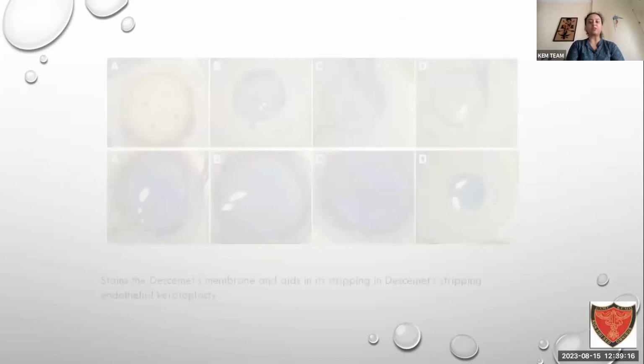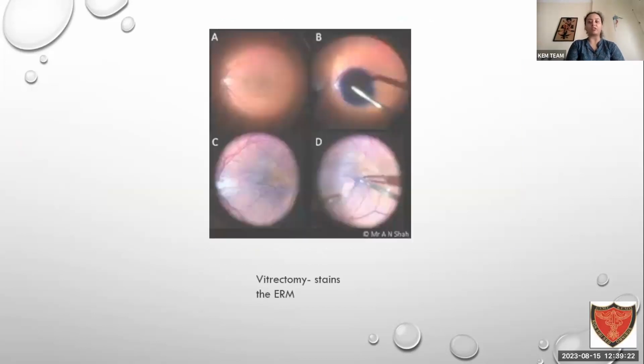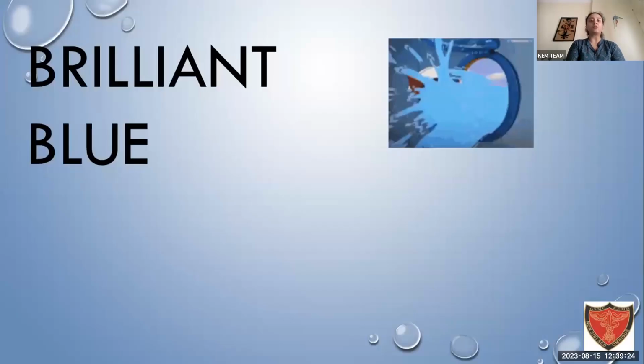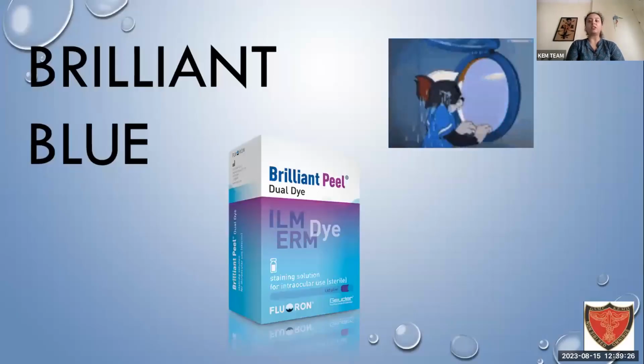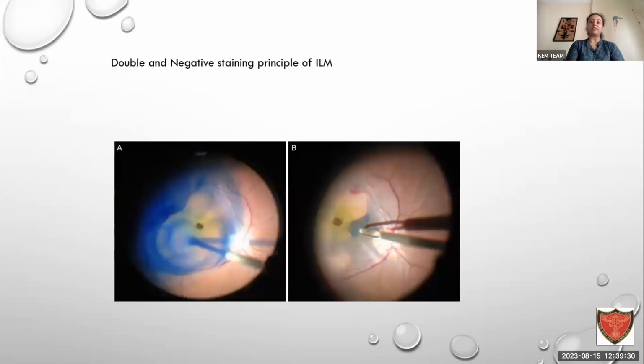It stains the Descemet's membrane and aids in its stripping in Descemet's stripping endothelial keratoplasty, and also stains the epiretinal membrane in vitrectomy procedures. Next up is brilliant blue, which is used to stain the internal limiting membrane by the technique of negative staining, where it stains the internal limiting membrane but not the epiretinal membrane, hence causing easier peeling of the internal limiting membrane while performing vitreoretinal surgeries.